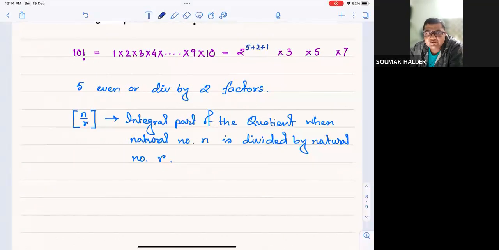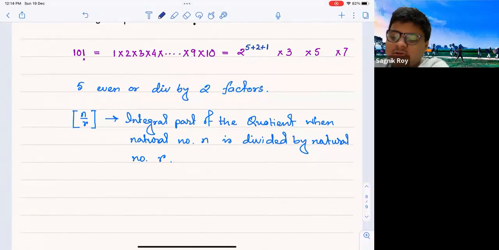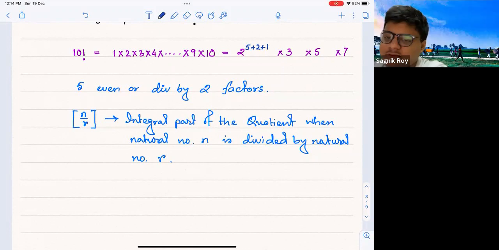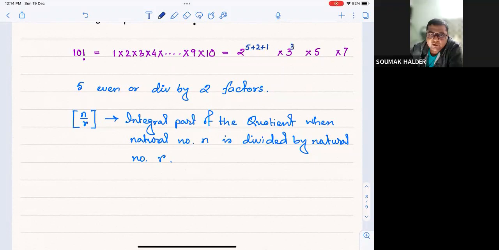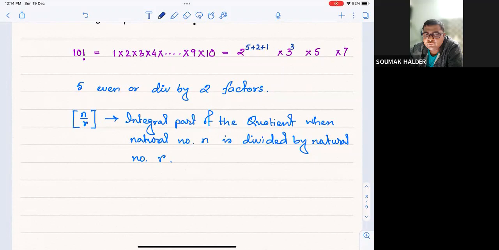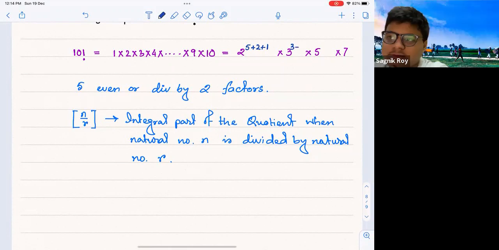Say 3 contributes 3 in the first round. So I'll ask for 3 in the first round. How many of the factors can contribute 3? 3. Very good. Does anybody have more 3's? It will then be a multiple of 3 square. How many of them? Only 1. So that's the power of 3.